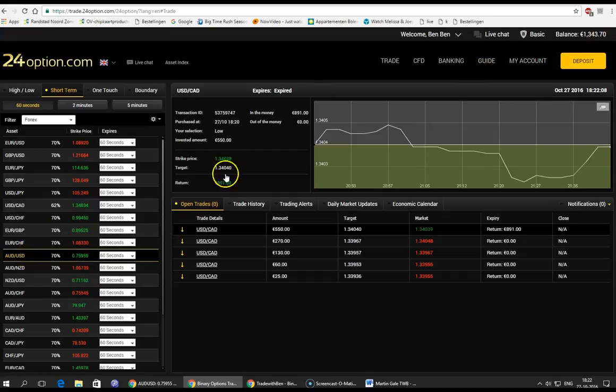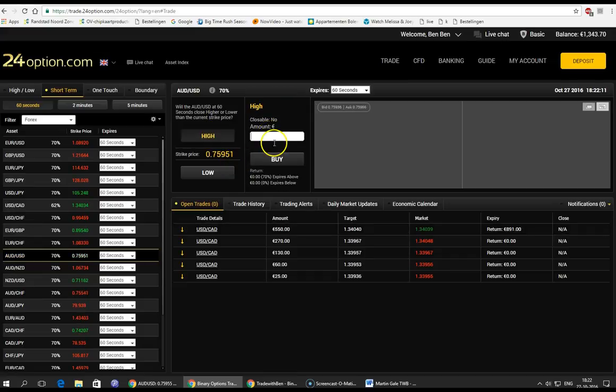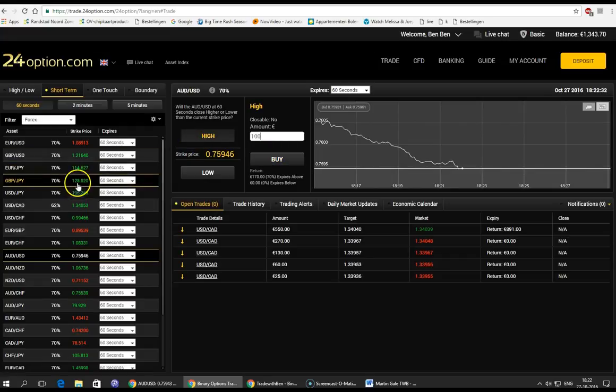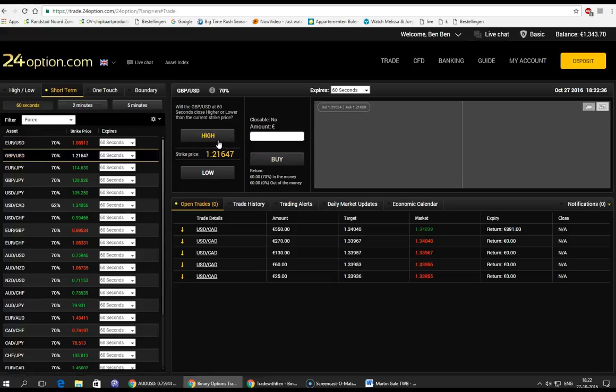Australian dollar, US dollar going up right now. But I'm gonna put higher trades, guys, because I need to get some good profits for you guys. And I won't trade on this one, forget about it. GBP US dollar looks more secure for me, breaking a minor support line. So it should be around this right now.